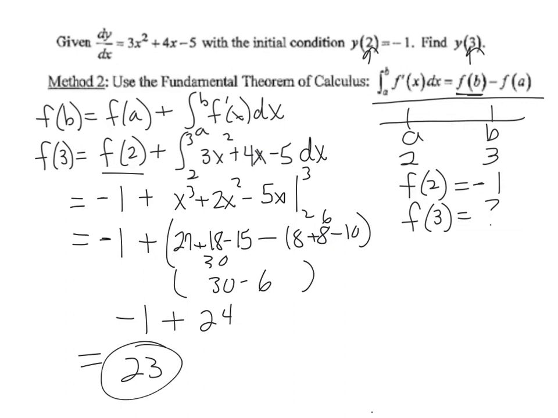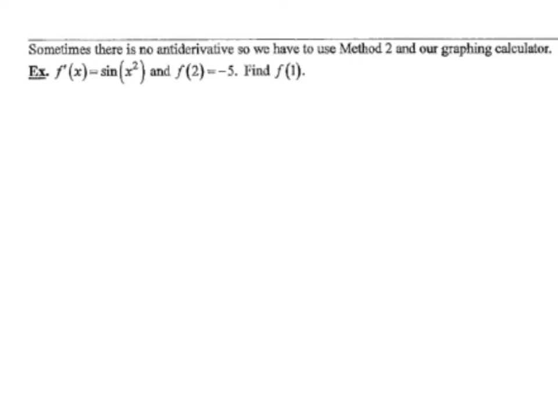So you get the same thing using the fundamental theorem of calculus as we did before, finding the integral and then solving for c. So that's our second method to find a particular solution. Sometimes there's no antiderivative for what we want to do, and so we have to use method 2 and our graphing calculator to solve.